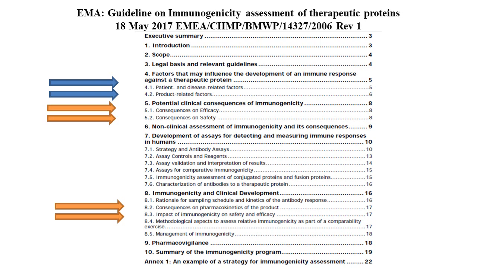So in terms of the consequences of the product, it is important to understand if they also affect the pharmacokinetics, not only safety and efficacy. This is also included in the FDA recommendation. So bottom line, the two agencies have a lot of things in common, and they both recommend understanding the risk factors from patient and product, and also understanding the consequences that the immunogenicity is having on efficacy, safety, and PK.